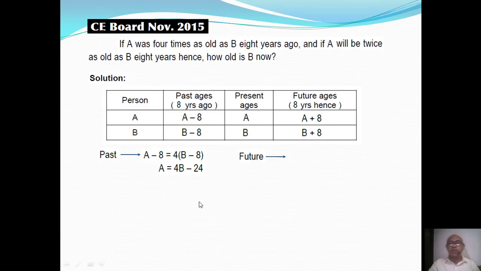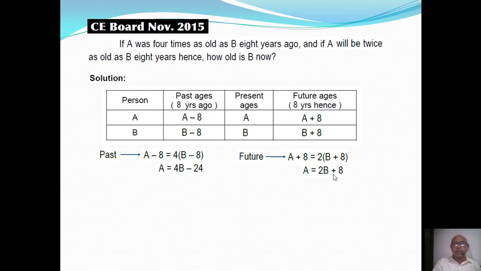Then we have the future condition. So 8 years hence, A will be twice as old as B. So in the future, we have A plus 8 is equal to twice of B plus 8. Then we can simplify this equation, and we have A equal to 2B plus 8.